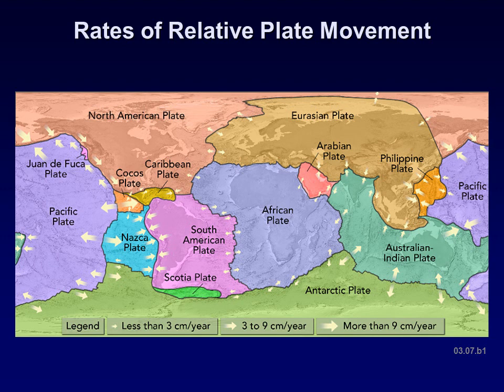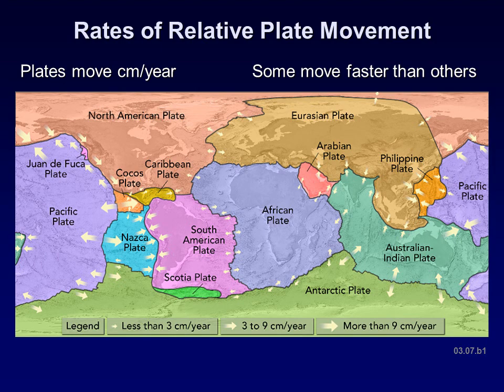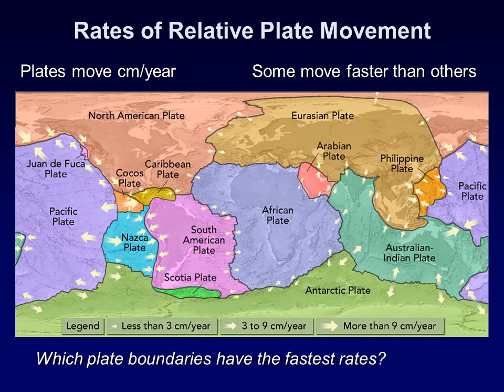And not all plates are moving at the same rate. So we're talking about relative plate motion here, and it's represented by arrows. The smaller the arrow, the slower the speed. So plates are moving just centimeters per year, and some move faster than others. So if we're looking for which ones are moving the fastest, we look for the largest arrow moving more than 9 centimeters a year, and the best place to find that is around the Pacific Plate.